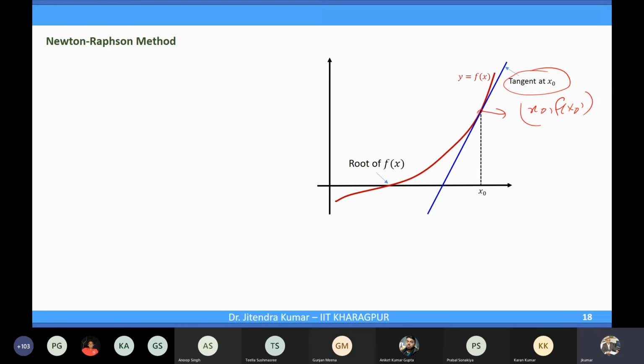At this point you draw a tangent, and the tangent will meet the x-axis at this point, which is exactly x1 in the Newton-Raphson method. Then for x1 you find that point on y = f(x), again draw the tangent, and so on. We'll keep on doing this. So let's first compute what exactly this x1 is.